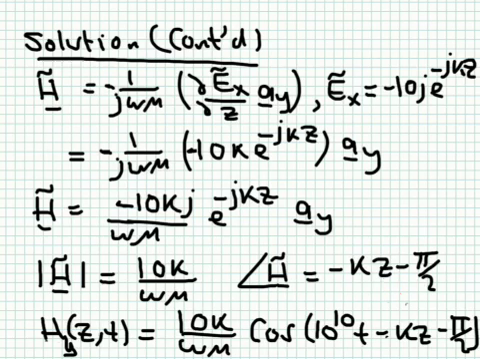So we can put all this together, and then you see that your magnetic field will also be a cosine, but its amplitude is different. Its amplitude is 10k over omega mu cosine of 10 to the power 10 t minus kz minus pi over 2. Of course, if you substitute minus pi over 2, this becomes a sine. But of course, this magnetic field is in the y direction, so I'm here to talk about only the y component, this Hy.